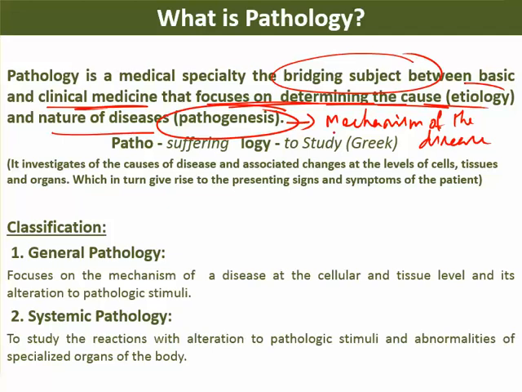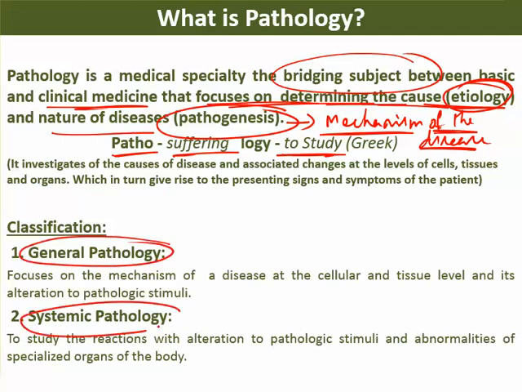Okay, so pathogenesis means the mechanism of the disease, and etiology means what causes the disease. But if you take the literal meaning, patho means suffering, logy means to study. So we have two branches, basically general pathology and systemic pathology. In general pathology, we talk about the mechanism of disease at the cellular level.